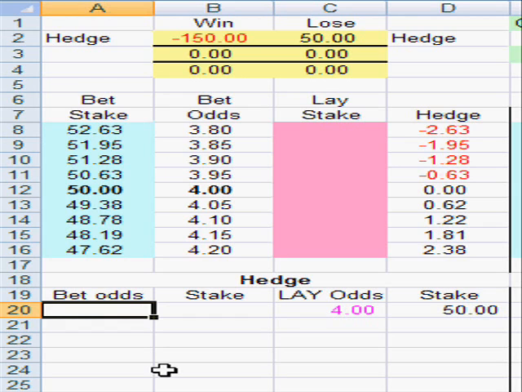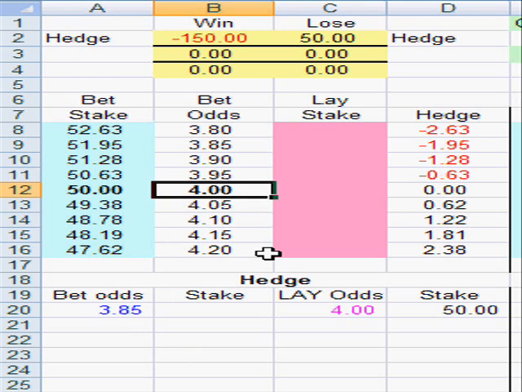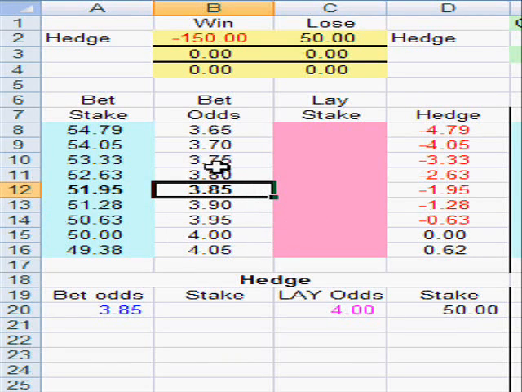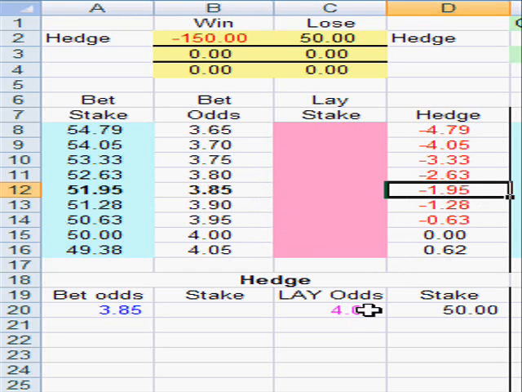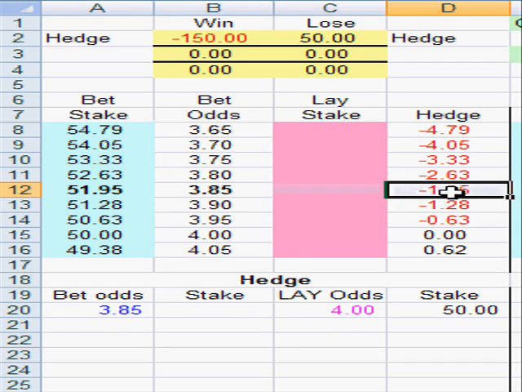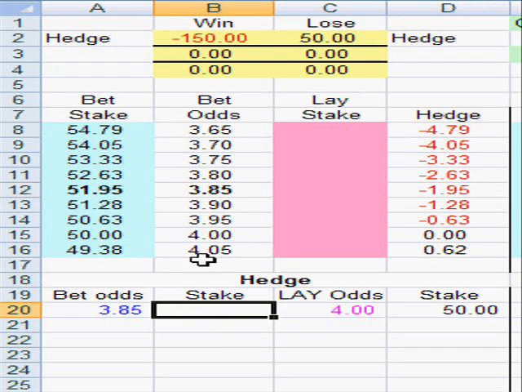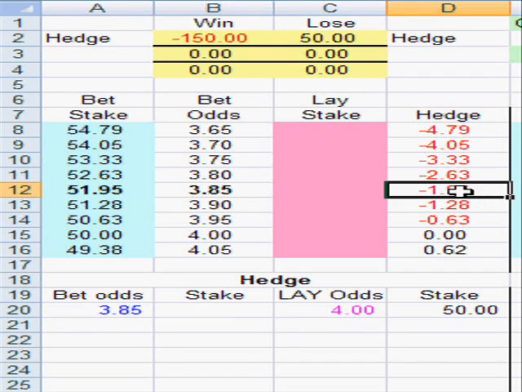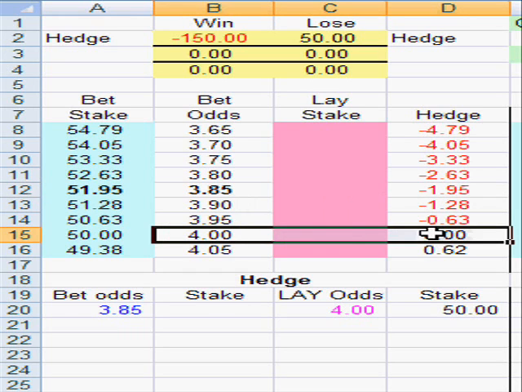Now if the odds drop down to 3.85, we'll see that if we had to trade out at 3.85, we would make a loss of £1.95 if we'd laid at 4 and bet at 3.85. So remember that £1.95. Once again, if we decide to place some bets at odds of 3.85, that potential loss will stay exactly the same, and all that will happen is that we'll be chasing away the break-even odds, which were at 4 there.